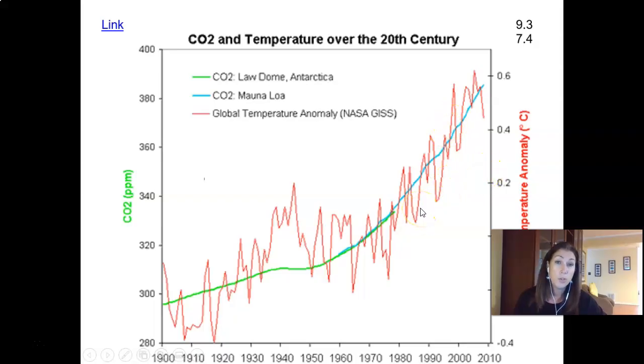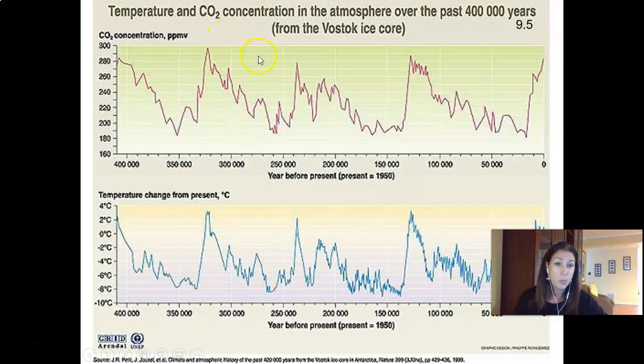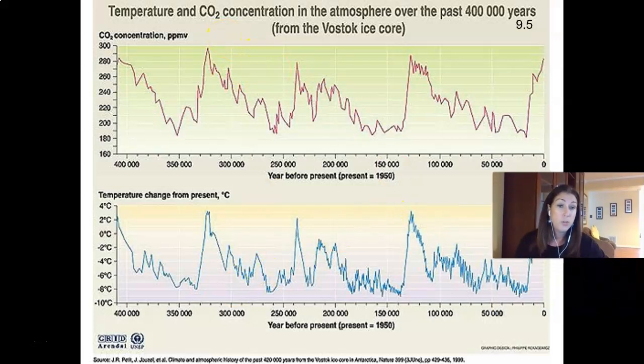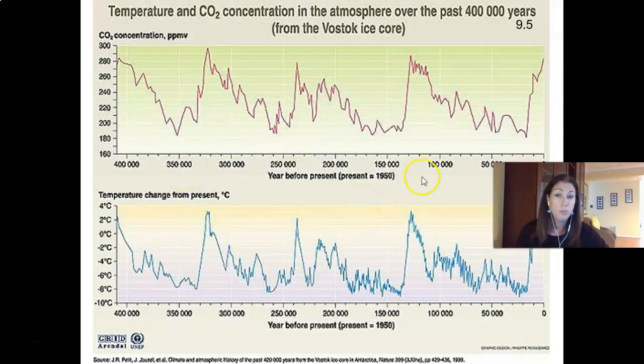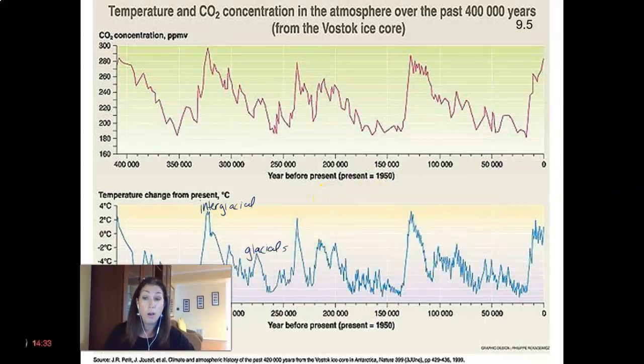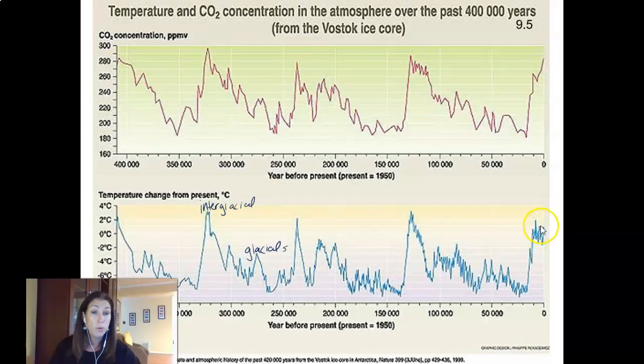So if we take another closer look at our CO2 tied to our temperature, going back 400,000 years, you can see that throughout global history, our temperature has fluctuated greatly. We do have interglacial periods, but we also have several glacial periods. These are our ice ages. So our ice ages last much longer than our interglacial periods do. Our interglacials are our warm periods. So we are currently in a very long interglacial period right over here.